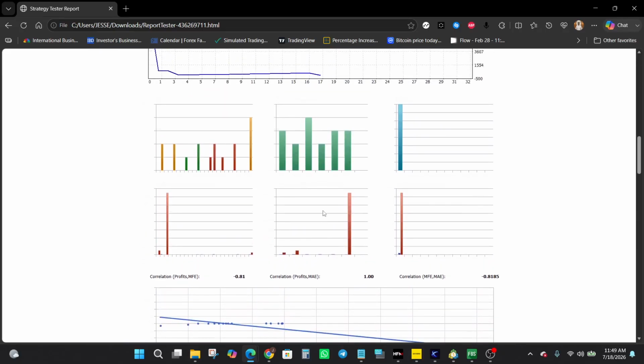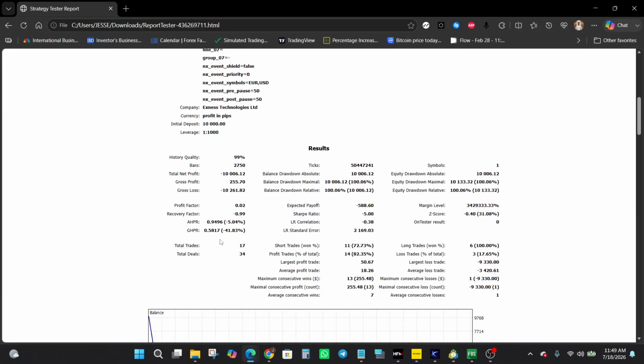Across 17 total trades, we can see here that the total trades taken were 17, and the win rate was actually high. The profitable trades were 14, so over 80% of trades closed in profit, but the results were still heavily negative overall because the average winning trade was small. We can see the average profitable trade is just 18.26, but the average losing trade is way bigger, over 3,400.